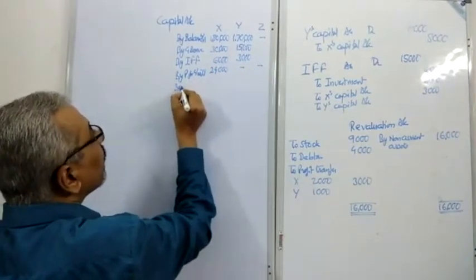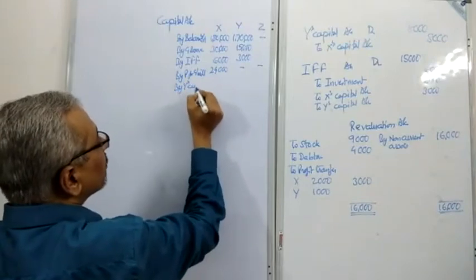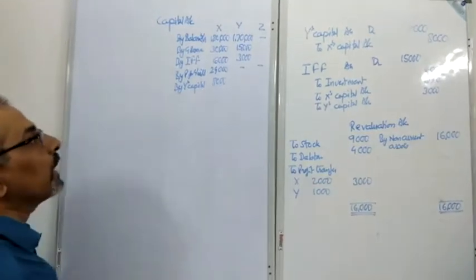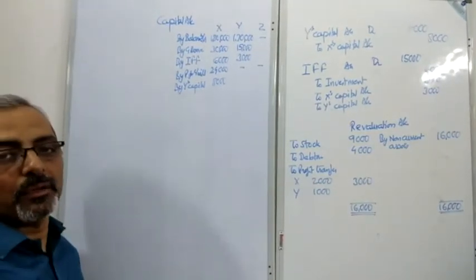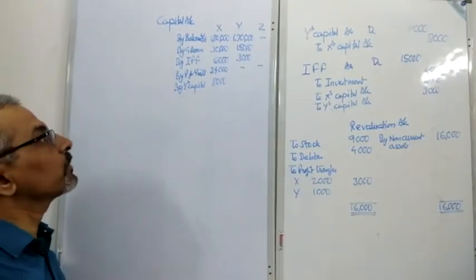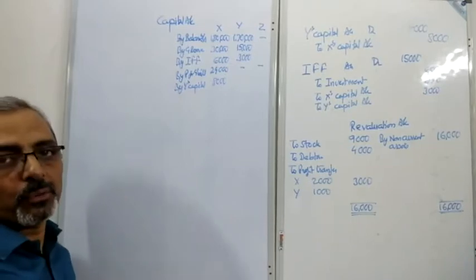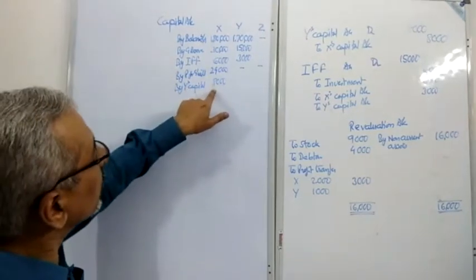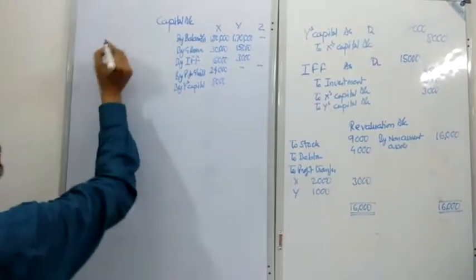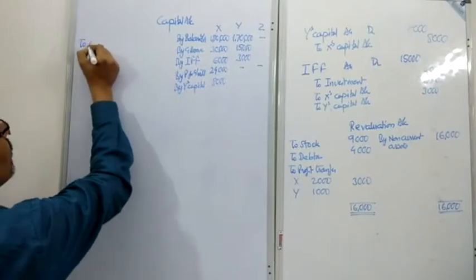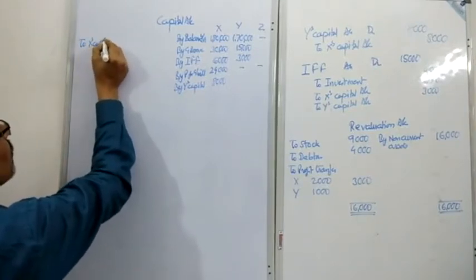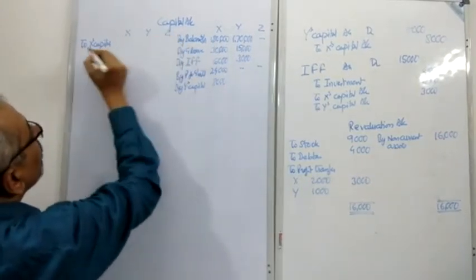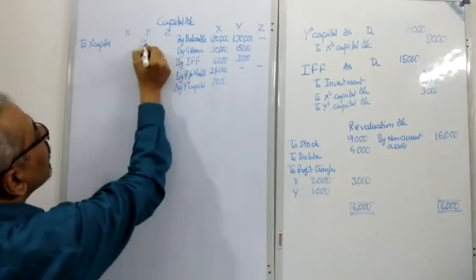Next one, by Y's capital. Why have we passed this entry? We have passed this entry because Y had benefited due to the admission of Z, and therefore over here 8,000, and this will have a corresponding entry. Please don't forget that, to X's capital. And if you remember, there are three partners, X, Y and Z, and this amount will be in Y's account, 8,000.